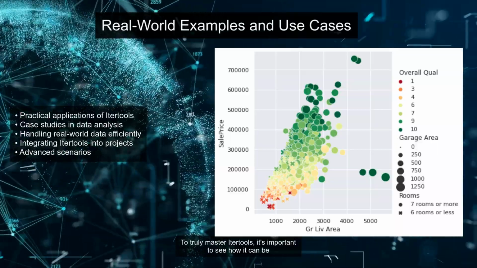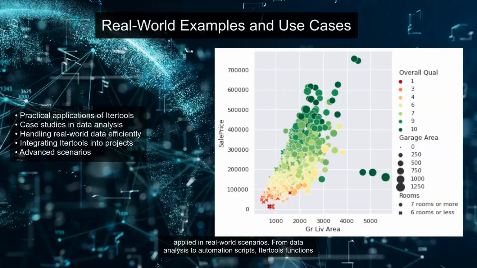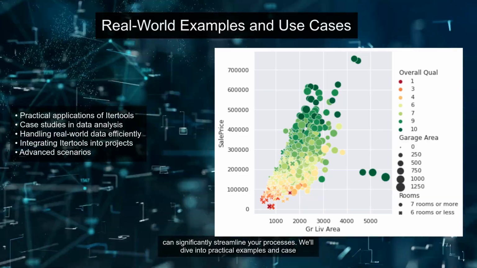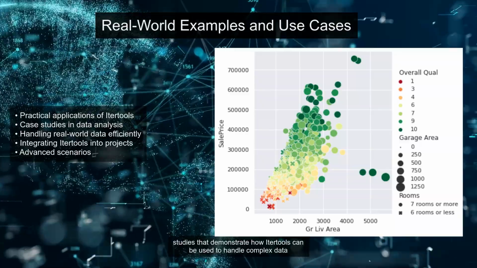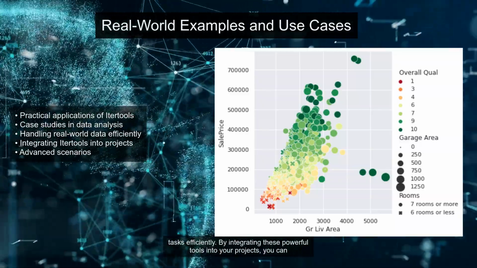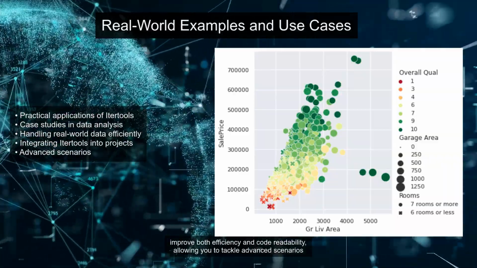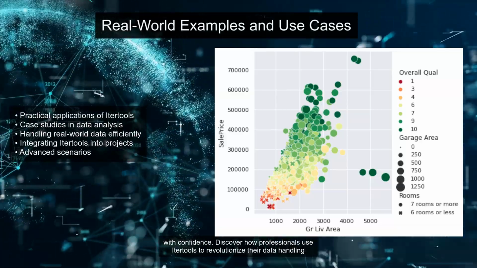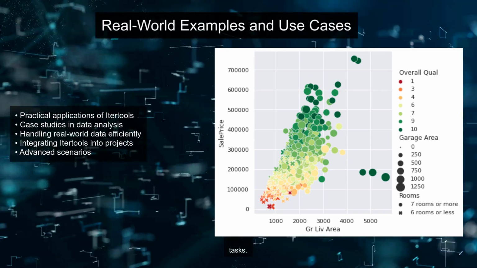To truly master Itertools, it's important to see how it can be applied in real-world scenarios. From data analysis to automation scripts, Itertools functions can significantly streamline your processes. We'll dive into practical examples and case studies that demonstrate how Itertools can be used to handle complex data tasks efficiently. By integrating these powerful tools into your projects, you can improve both efficiency and code readability, allowing you to tackle advanced scenarios with confidence. Discover how professionals use Itertools to revolutionize their data handling tasks.